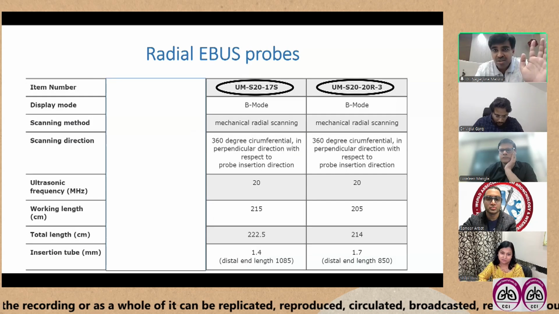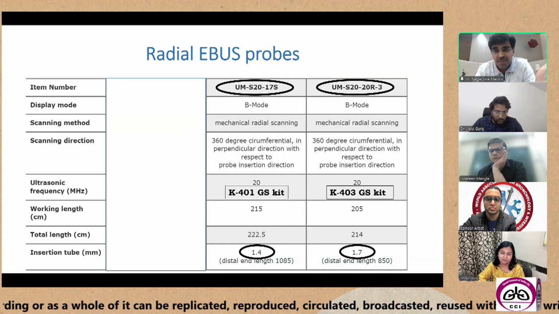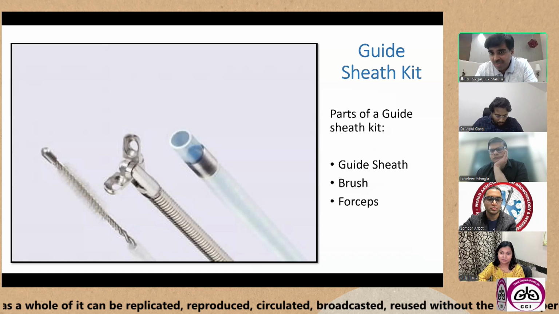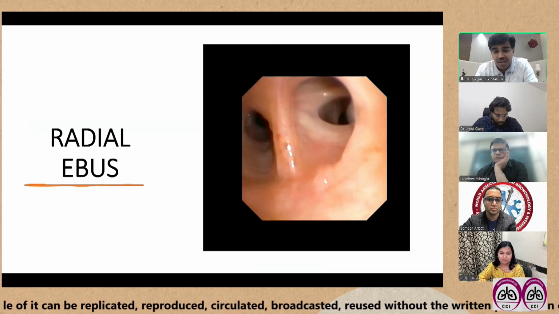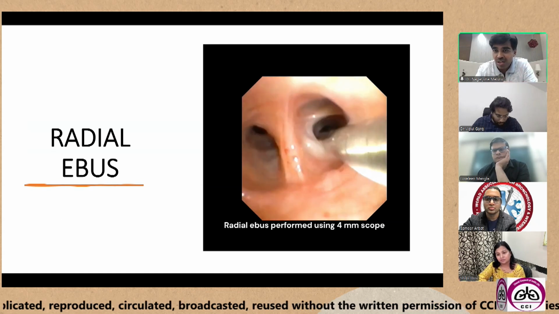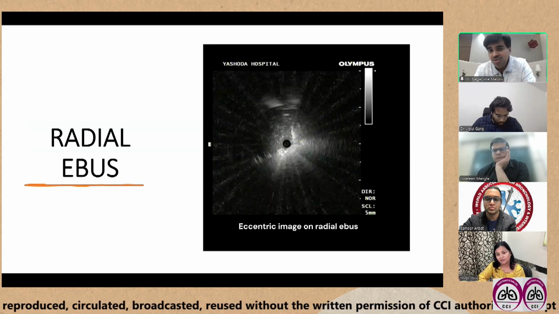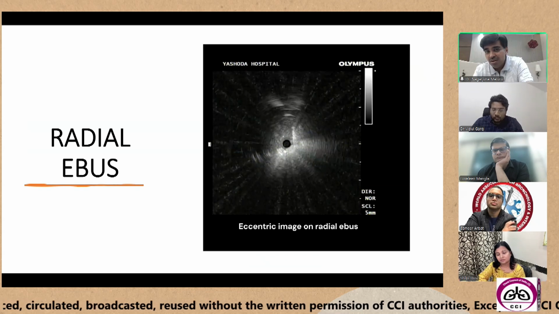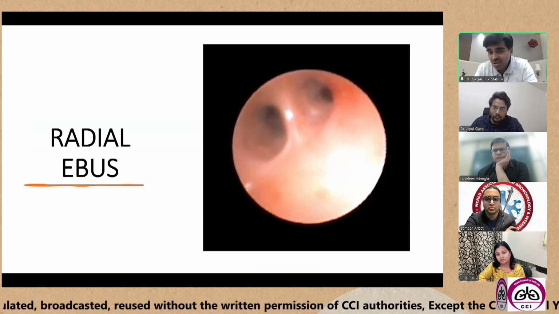These are the specifications of the Olympus probes. This is the guide sheet kit which Samir was talking about. And this is the brief procedure. This goes through the working channel of the bronchoscope, and then you see a 360-degree view. So this is an eccentric view, which Samir was talking about.